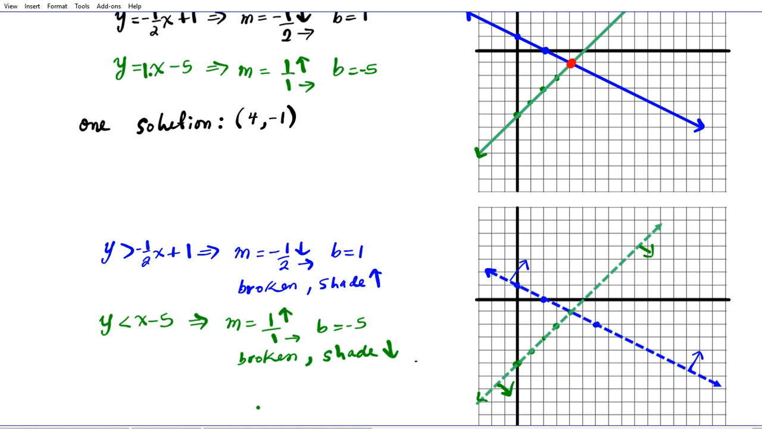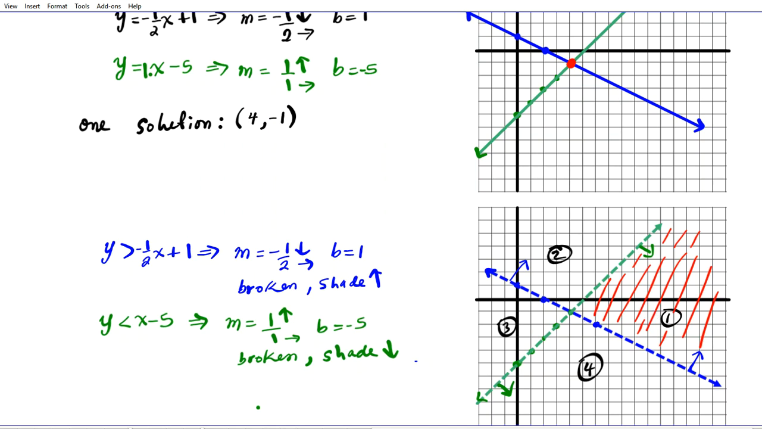So let me just number them for you. You have 1, 2, 3, 4. Do you see in which quadrant our solution region lies? The solution region lies in quadrant 1. Why? Because both arrows are pointing in this quadrant. What is the significance of this shading that we are doing here? Well, the significance is that any point in this region satisfies both inequalities.